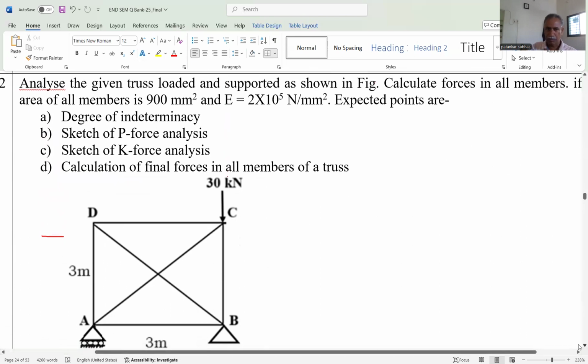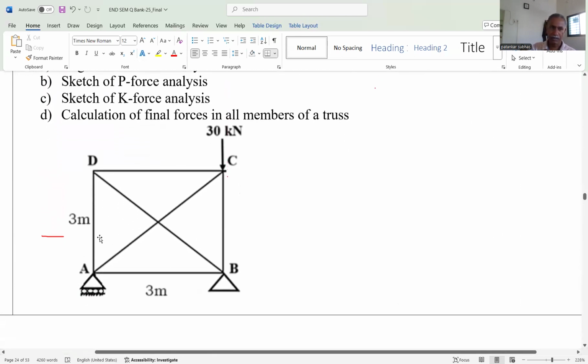So in this problem, 3 meter, 3 meter, that's why the angle is 45 degree. External load 30 kilonewton is applied at point C. First of all, step number 1, we find the DSI, degree of static redundancy. Here one reaction is there at joint B, and a hinge support is there with 2 reactions, 2 plus 1 is 3, and the number of equations available are 3. That's why 3 minus 3 is 0.